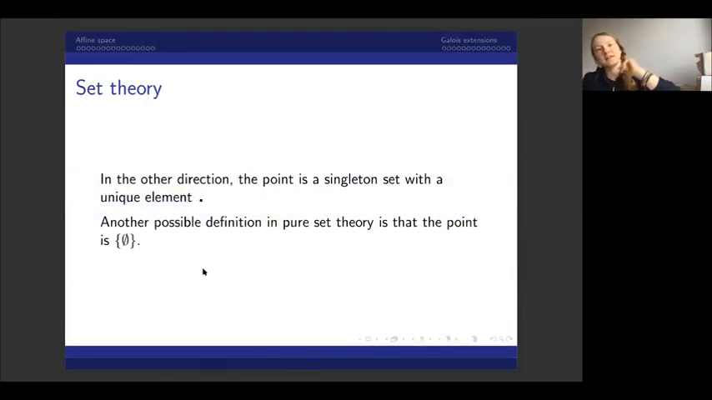And from the set theoretical point of view, which is quite close to this categorical framework, a point is a singleton set with just one unique element. This is absolutely natural, right? Another possible definition in pure set theory is that the point is the set made of the empty set. But this is algebraic, right? It's not really geometric. It's not what we imagine with this kind of big thing which we draw. So this is the set theoretical approach.